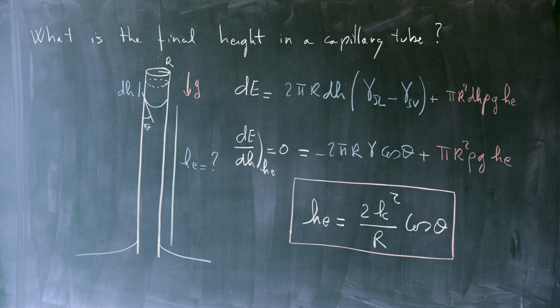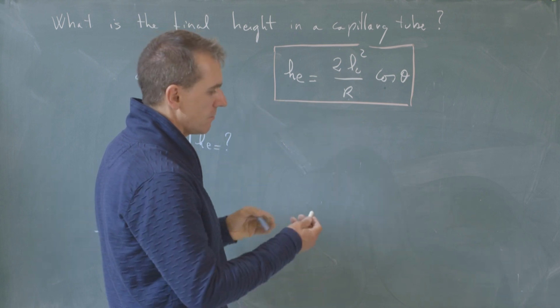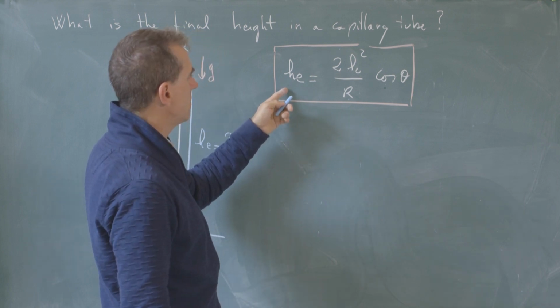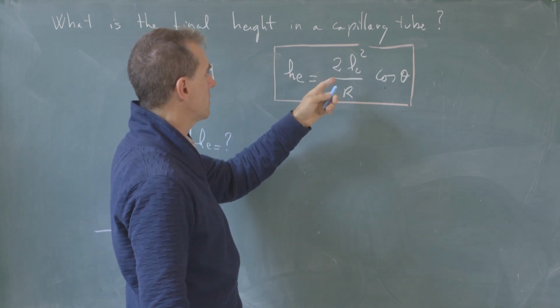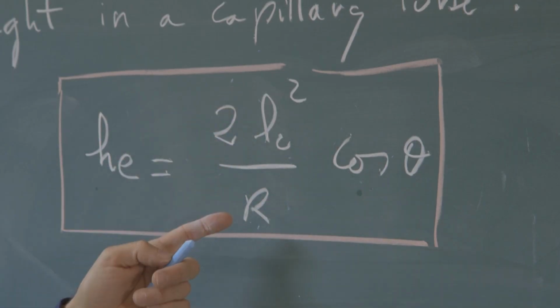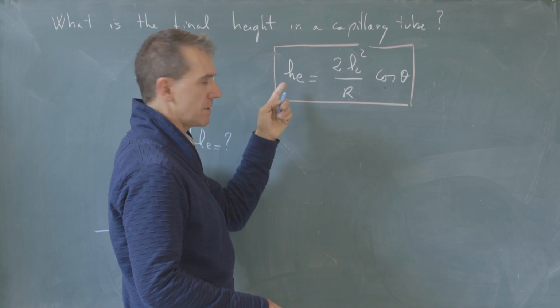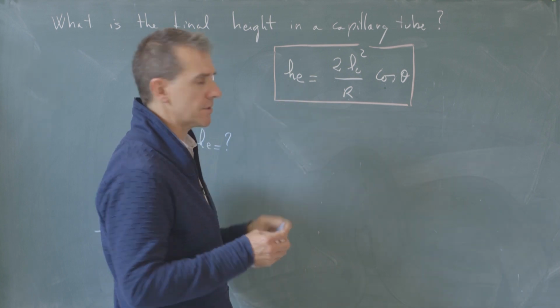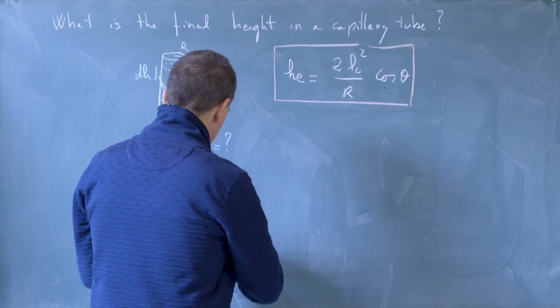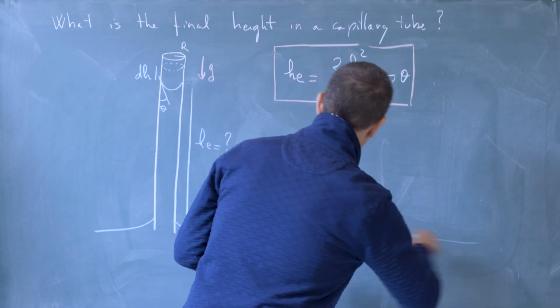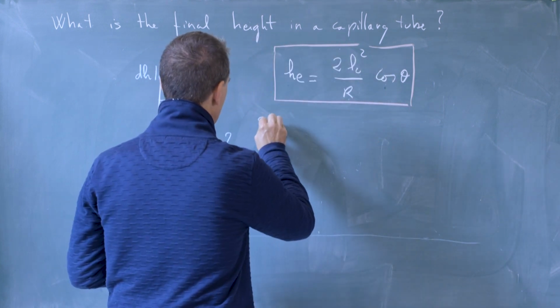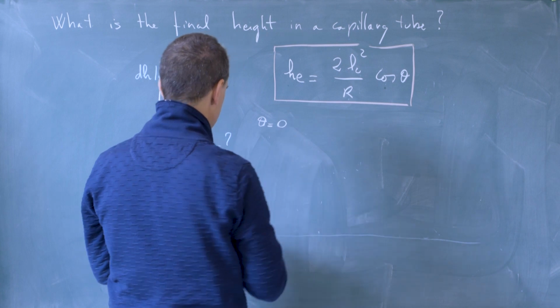And so now we have several comments to make about this expression. What we have found is that the final height of the liquid in the tube depends on three parameters: the capillary length squared, the radius of the tube, and the contact angle theta. To illustrate this formula, we are going to take three different situations. The first one is the wetting limit, where theta is exactly equal to 0.